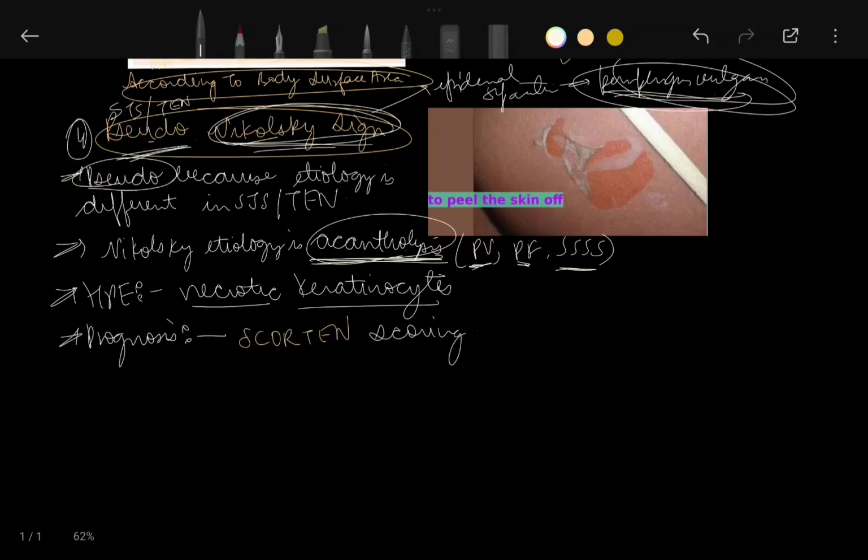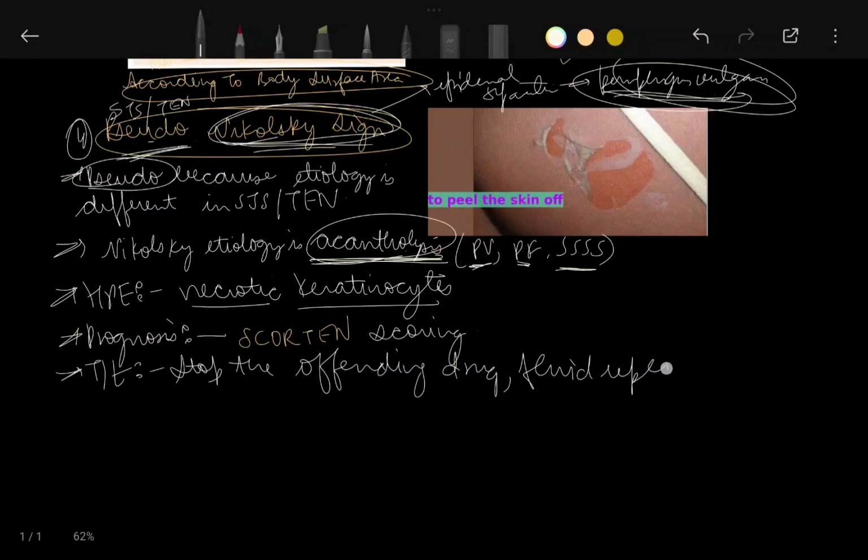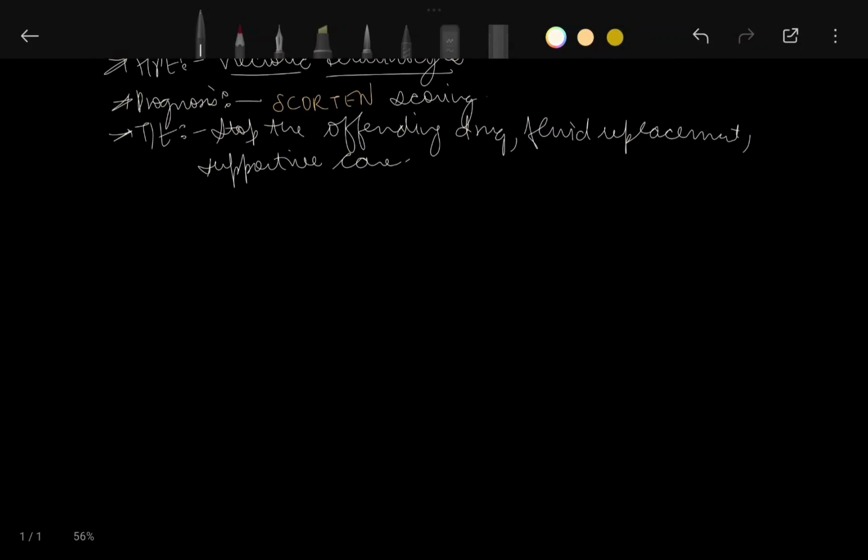Till now we studied pseudo. Why is it called pseudo? Nikolsky sign is seen in what, and what is the cause? In pseudo-Nikolsky sign, in HPE we see necrotic keratinocytes, and for prognosis Scotton scoring is used. Now in treatment, stop the offending drug, give fluid replacement, and supportive care is needed.